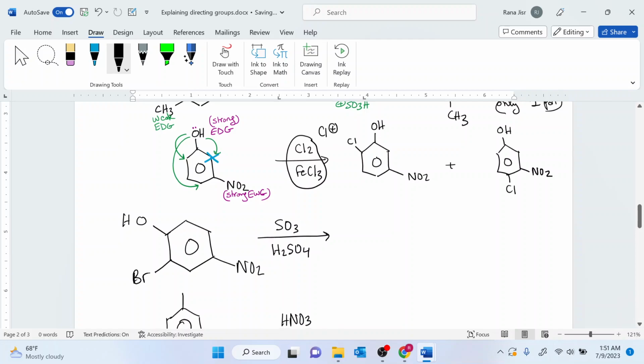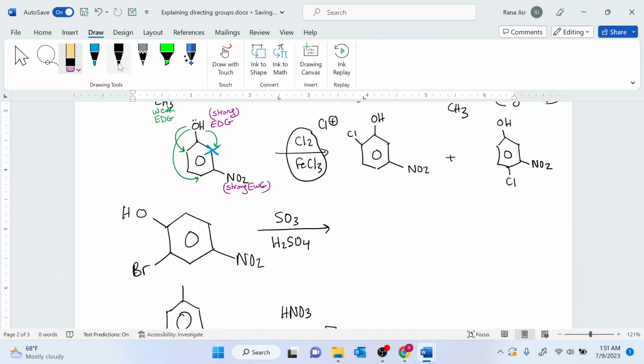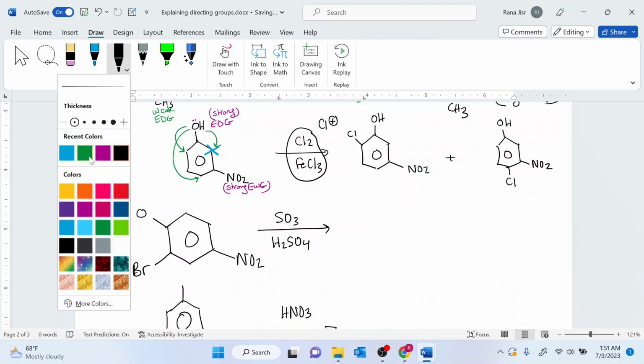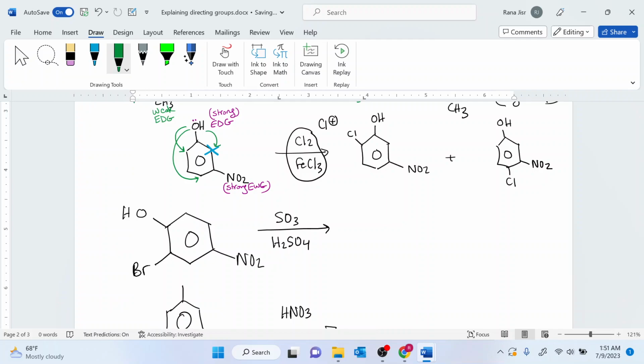Let's have another example over here. Normally, when you have three substituents on the benzene, always go with the strongest group. So the OH is a strong electron donating group. Bromine, this one is a weak electron withdrawing group. And this one is going to be a strong electron withdrawing group. The donating group is going to win over the withdrawing group. So whatever group I am adding here is going to be ortho and para to the OH. But the para position is already occupied, so I'm just going to have only the ortho position.